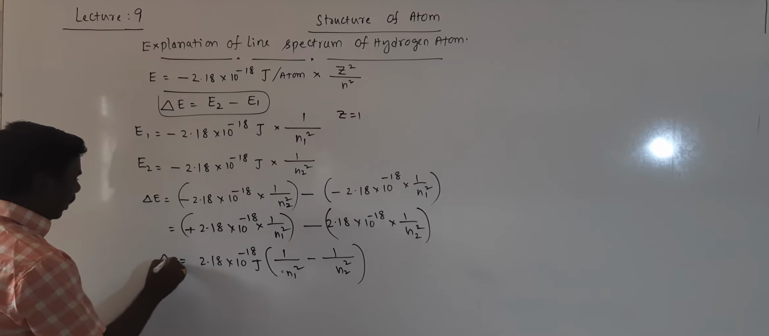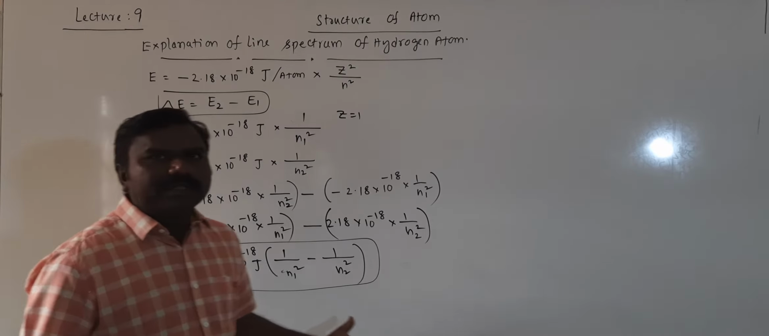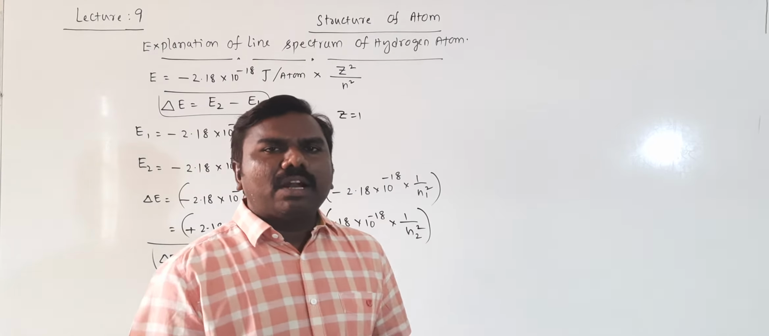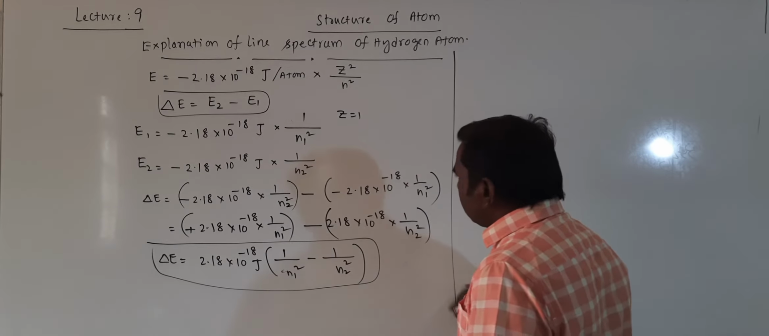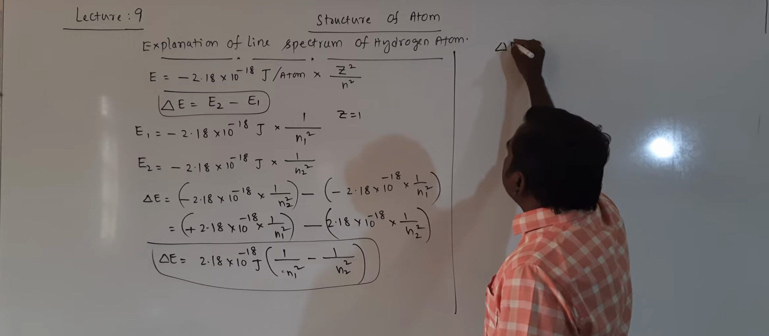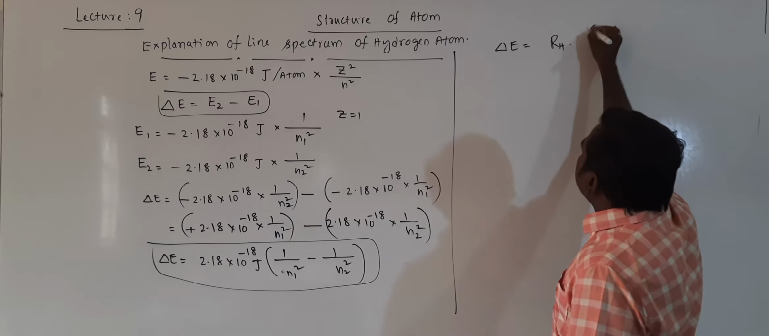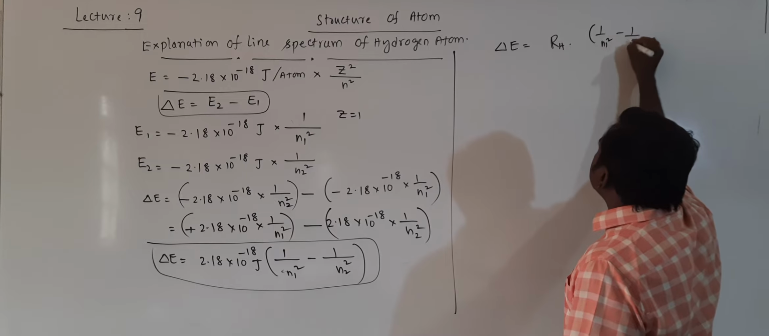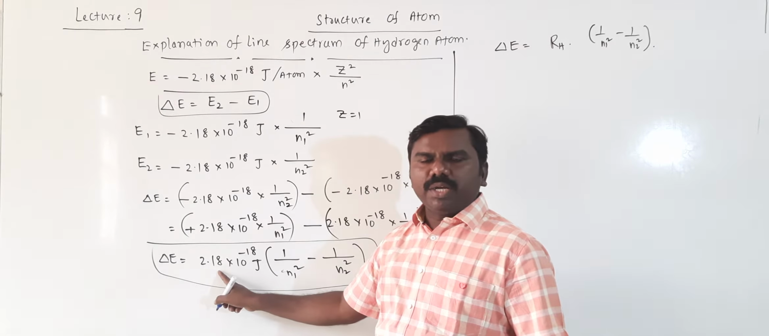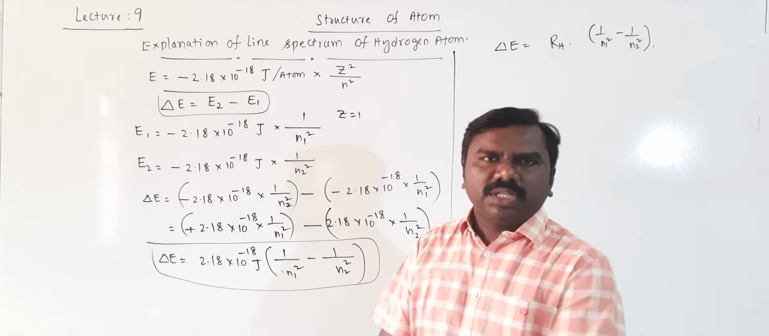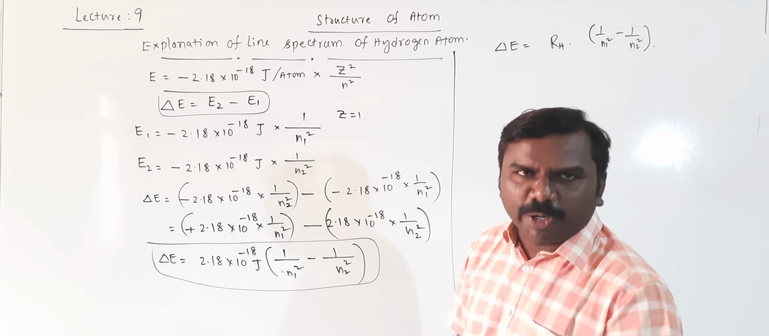So this is the formula I gave you in the last video directly. By this we can consider delta E is equal to RH into 1 by N1 square minus 1 by N2 square, where RH equal to 2.18 into 10 to the power of minus 18 joules. It is the Rydberg constant from the joules point of view, that is, from the energy point of view.